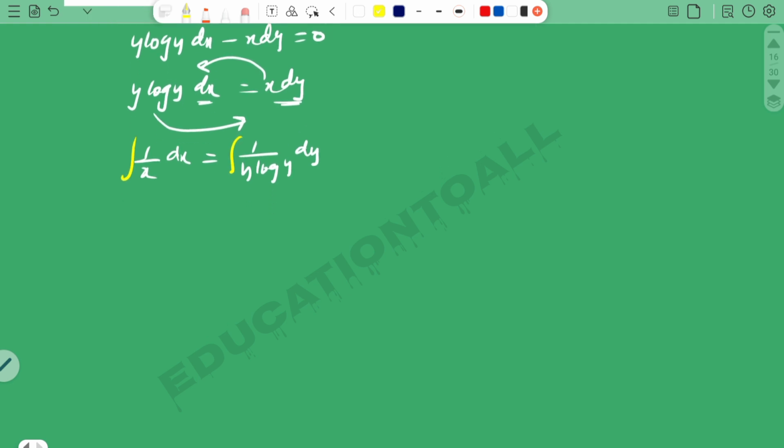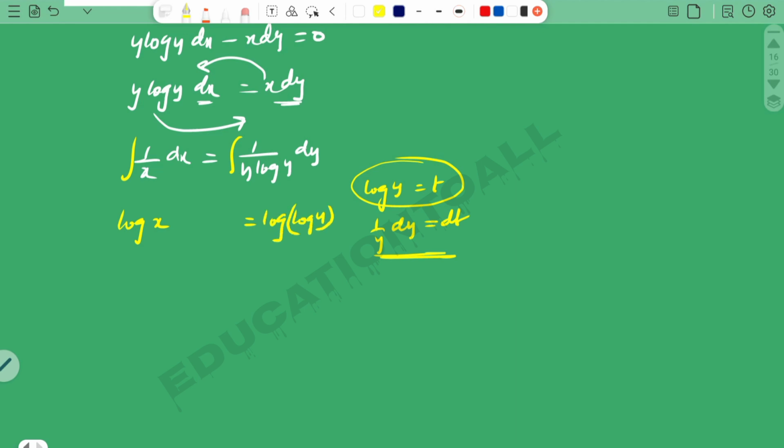Then on the left hand side, integral of 1 by x dx, we have a formula: log of x, which is equal to, on the right hand side, we have 1 by y into log y. Let's consider log y is equal to t, then on differentiation 1 by y dy is equal to dt, which means if I consider this as f of x and this as f dash of x, then I can again write log of log y. But remember, always, when the y component comes in terms of log, give the constant also in terms of log, so log c.